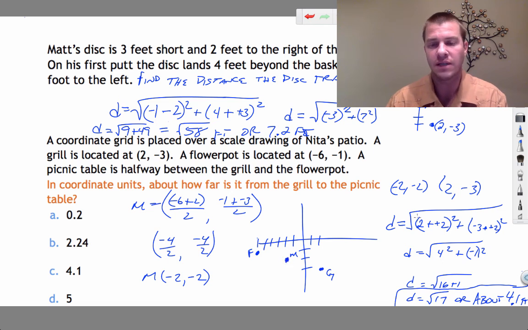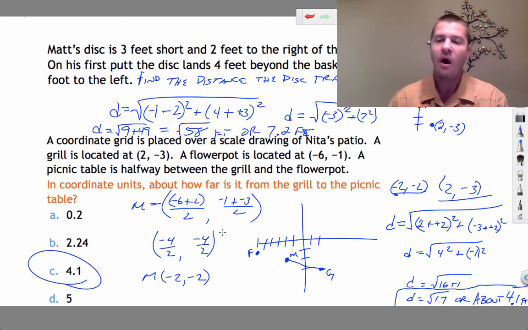And then do the distance formula to find the distance from the grill to the midpoint. So I take the midpoint's coordinate, the grill's coordinate, find the distance formula, and you end up with about 4.1. It came out to the square root of 17, which is estimated about 4.1.